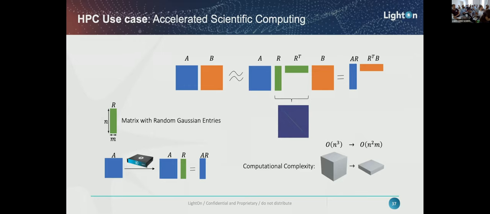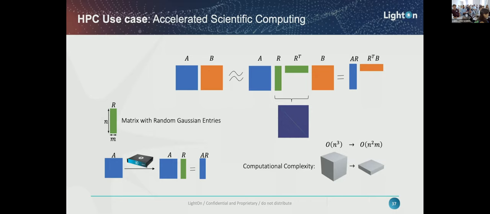So you put the identity between A and B, approximately. And so this is R transpose B. You have a compressed A, which is AR, and a compressed B, which is R transpose B. And then multiplying these two is much faster, right? Because instead of having N cube multiplications, you only have N square N. So this is what you get.